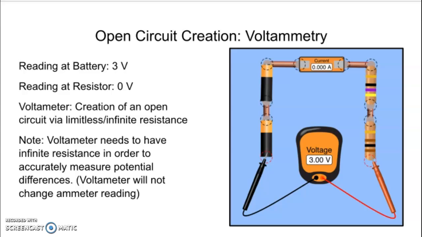Moving on, we created an open circuit using a voltmeter. The reading at the battery was 3. There were 2 1.5 volt batteries, and the reading at the resistor was 0. It's important to note that the voltmeter has to have infinite resistance in order to accurately measure potential differences.